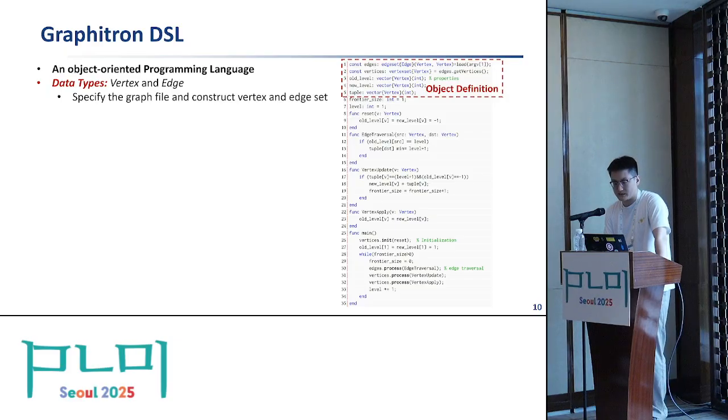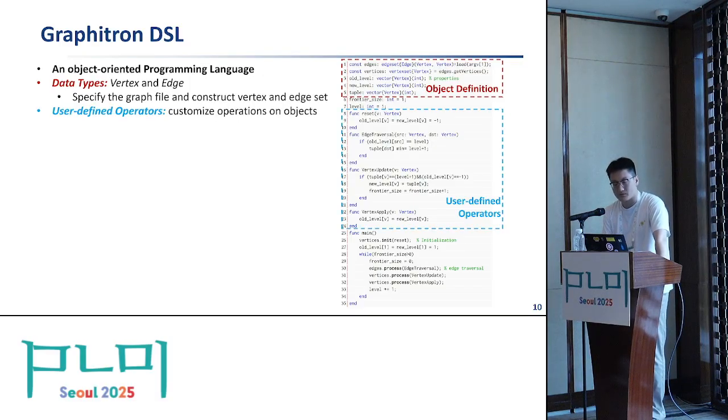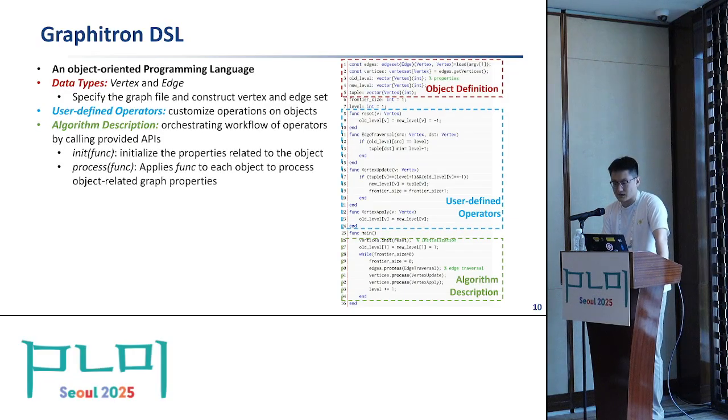Firstly, the user should specify the graph file and construct the vertex set and edge set as graph objects at the beginning of the code, and define all the data structures, which are also known as properties, related to these objects. Secondly, the user can define some operators for these objects to describe the procedure of graph algorithms. Finally, the user can describe the whole graph algorithm workflow by orchestrating these predefined operators through calling the provided API.